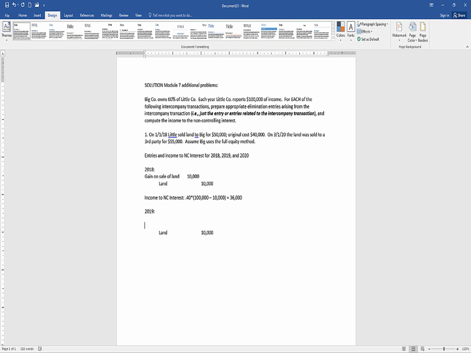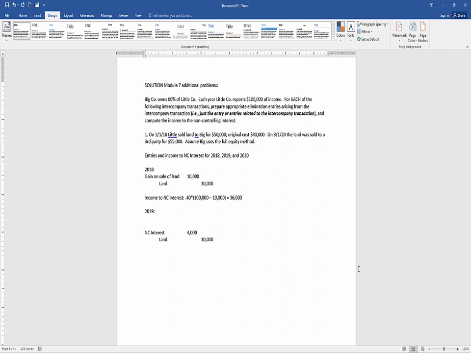And again, we have two questions we have to ask. First, was this an upstream or a downstream transaction? This was an upstream transaction, which means the non-controlling interest is going to be involved in this. So we're going to go ahead and allocate of that $10,000 unrealized gain, we're going to allocate 40% of that to the non-controlling interest. For the parent's share, we have to ask, are we using the full equity method or the modified equity method or the cost method?